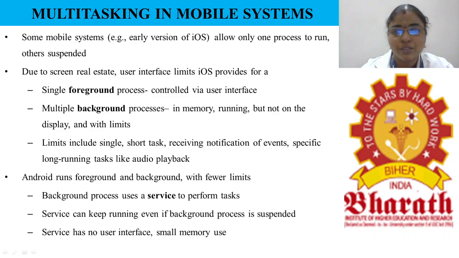Limits include a single short task, receiving notification of events, or a specific long-running task like audio playback. Android runs foreground and background processes with fewer limits. The background processes use a service to perform the task. The service can keep running even if the background process is suspended. The service has no user interface, and only small memory is used for the particular service.